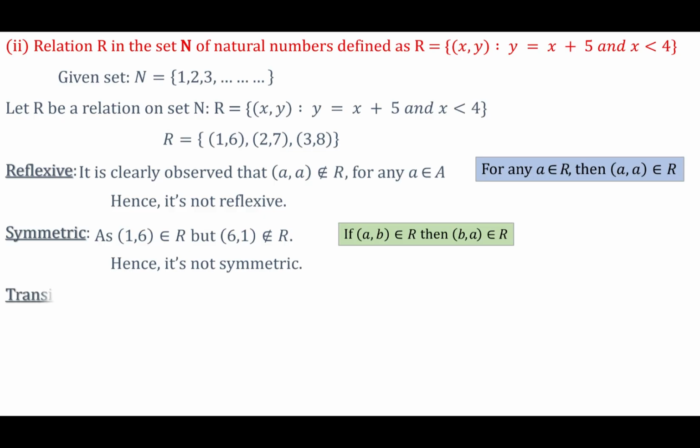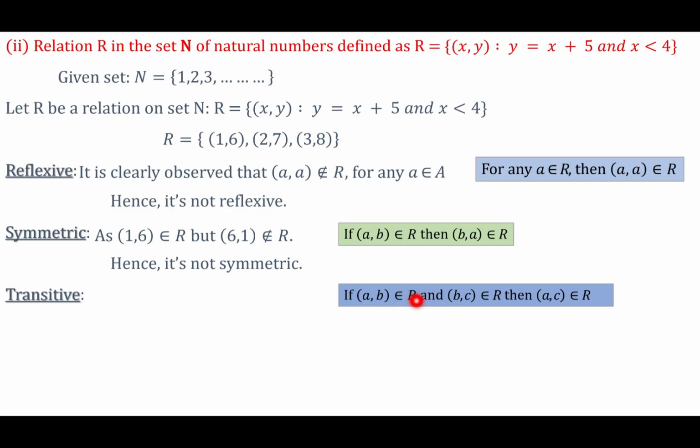The third part, transitive. We know the definition of transitive. If a comma b belongs to R and b comma c belongs to R, then a comma c must belong to R. Now see here, in this question I need to check it one by one. Each ordered pair I have to check. The first ordered pair is 1 comma 6. Okay, 1 6 is there, but 6 1 is not there.